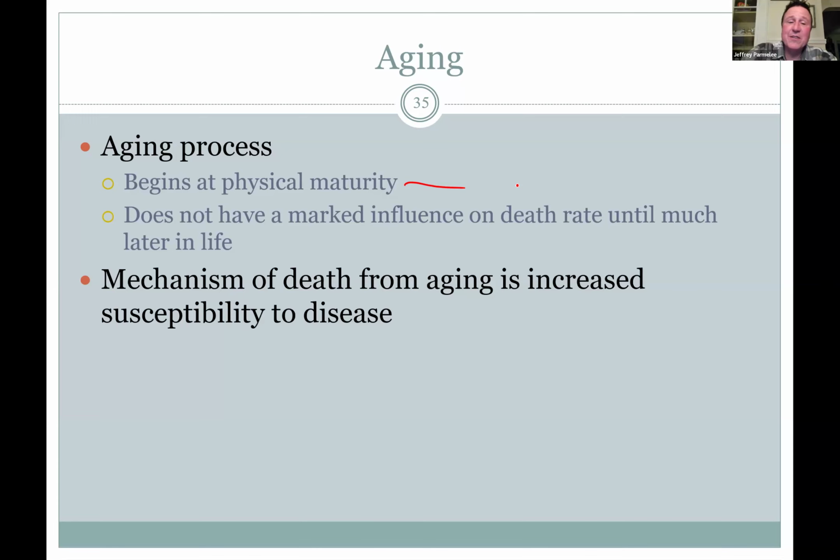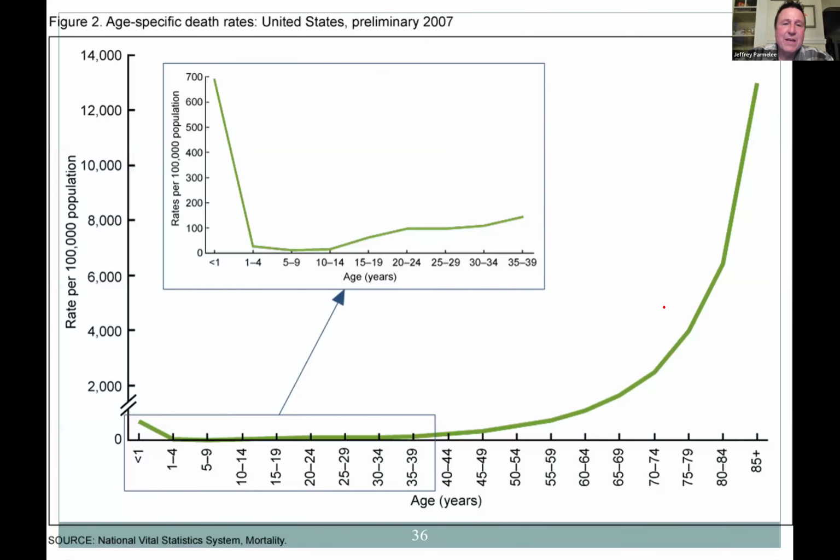And as you get older, increased susceptibility to disease. Very true. Your immune system is not what it used to be. And looking at age-specific death rates, you can see there's childhood death, but then you're very unlikely to die until you start getting old. And then when you're old, every year there's a much greater chance of dying, isn't there?